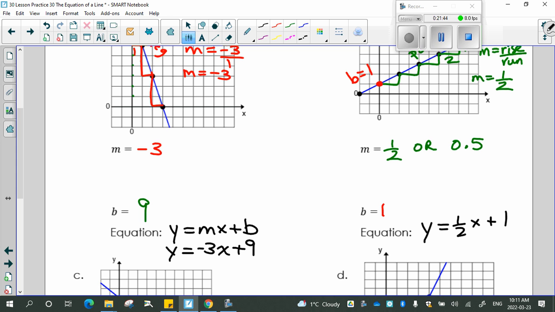So the equation of this line up here is y equals a half times x plus 1. Or 0.5x plus 1 would be fine as well. Okay? All right, the next one.